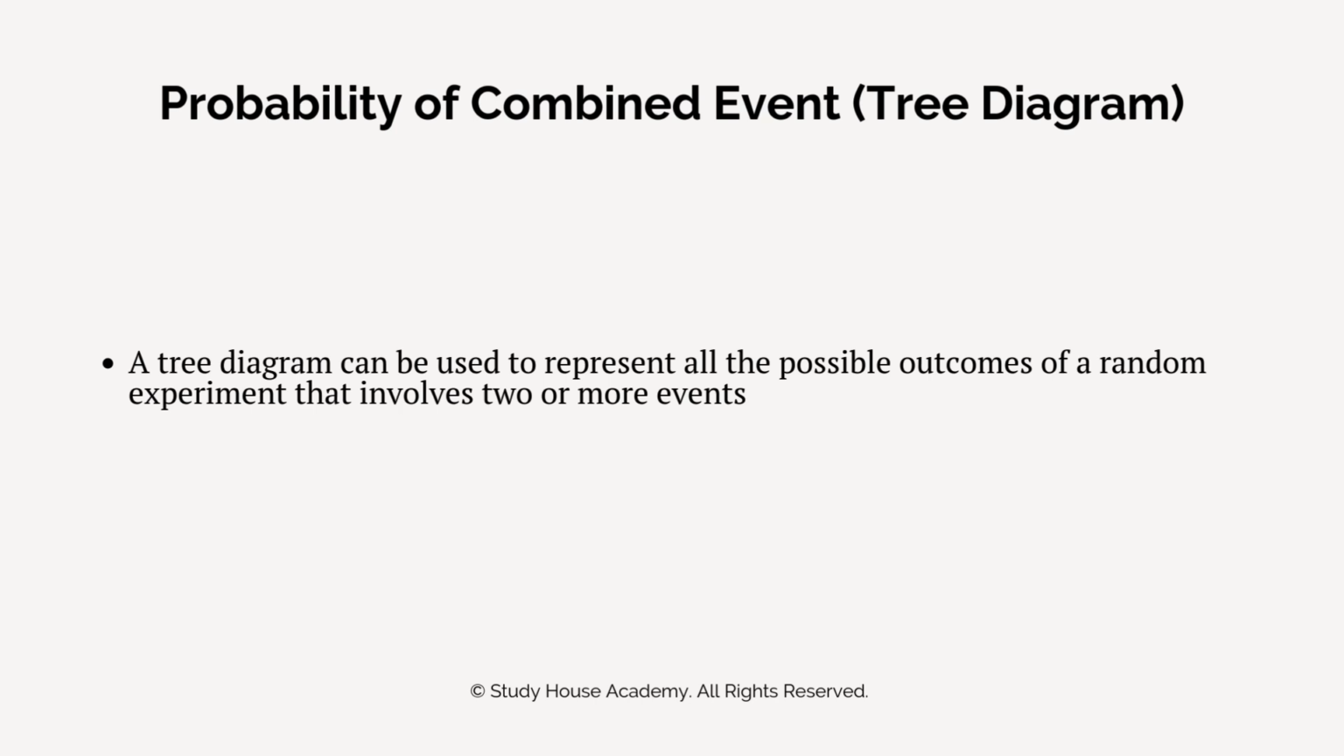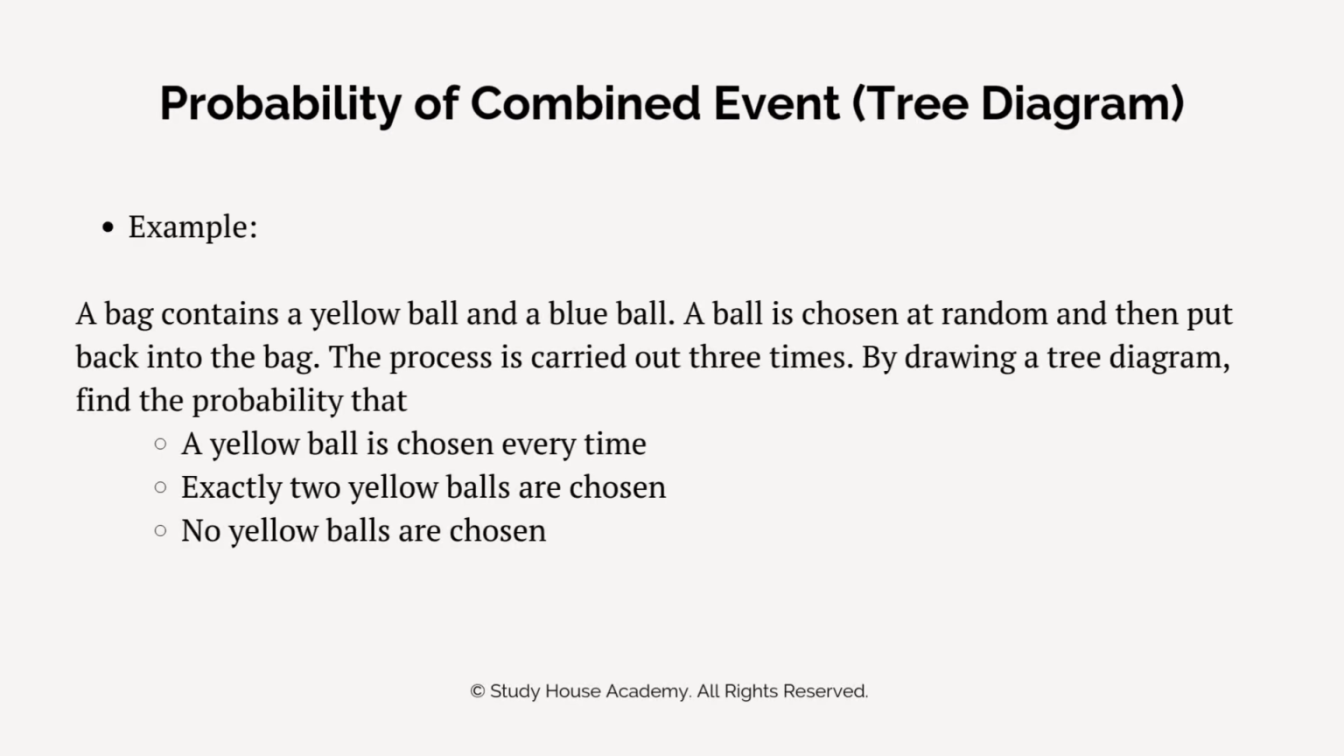A tree diagram can be used to represent all the possible outcomes of a random experiment that involves 2 or more events. Example: a bag contains a yellow ball and a blue ball. A ball is chosen at random and then put back into the bag. The process is carried out 3 times. By drawing a tree diagram, find the probability that a yellow ball is chosen every time.